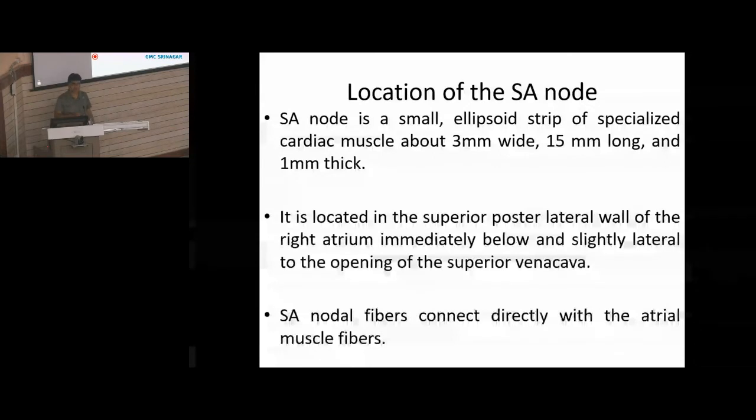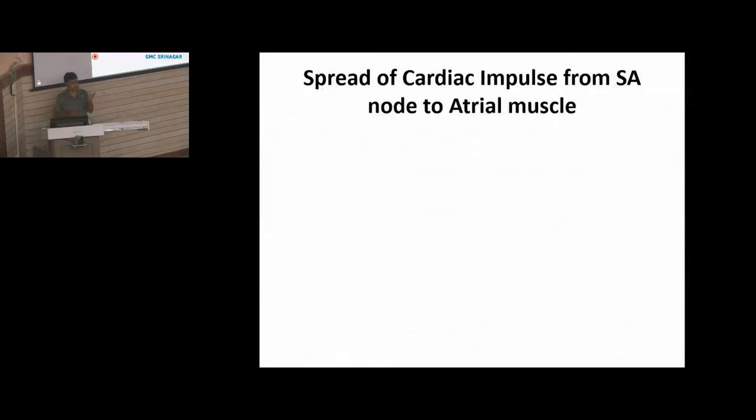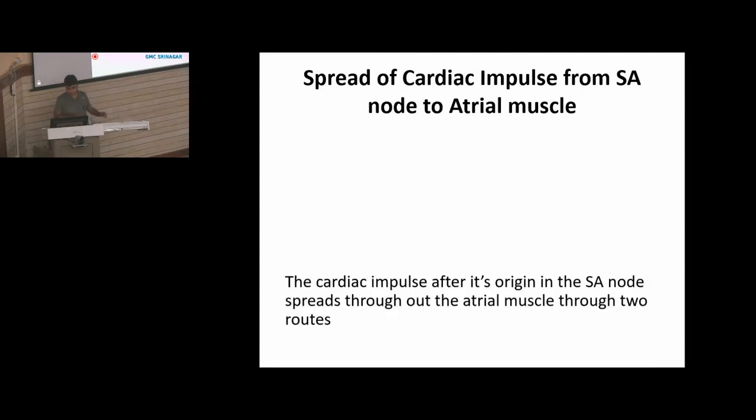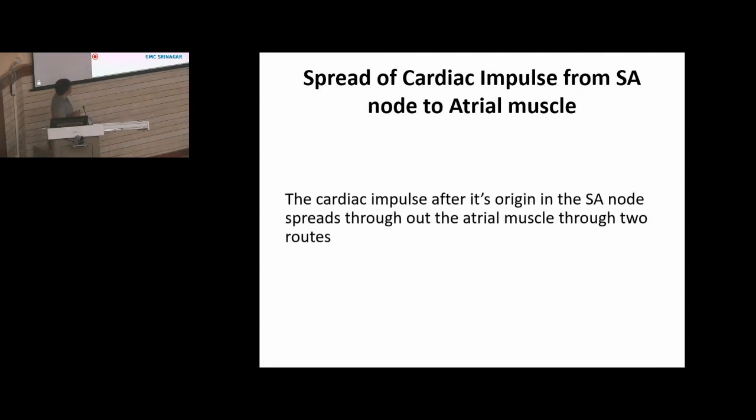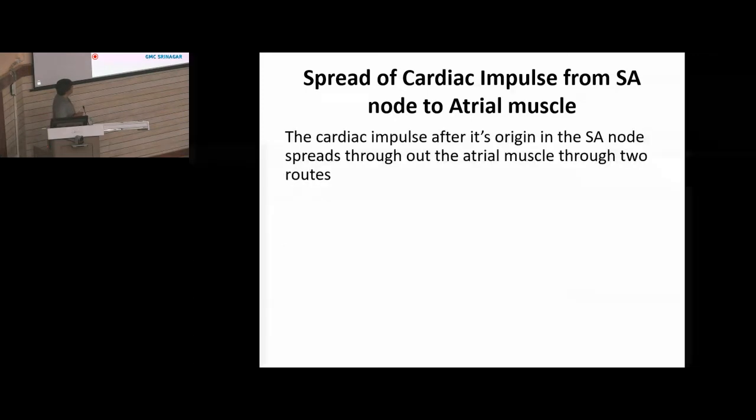So now, once the SA node generates the impulse, what is the pathway of spread? How does this impulse spread? What are the directions of spread of the impulse? So the cardiac impulse, after its origin in the SA node, spreads throughout the atrial muscle through two routes. So there are two routes by which SA nodal impulse is spread to the atria.